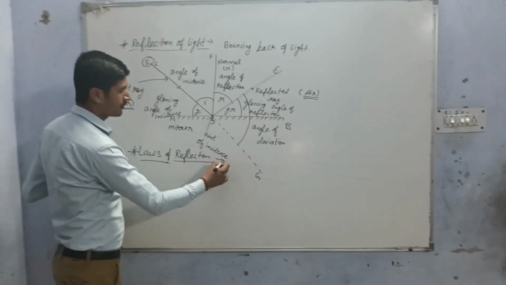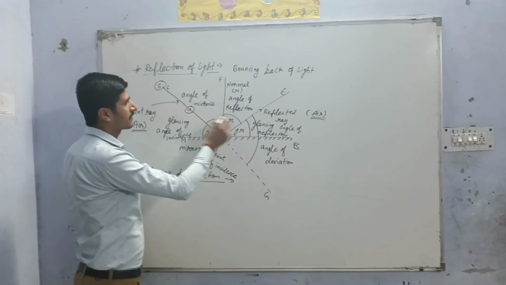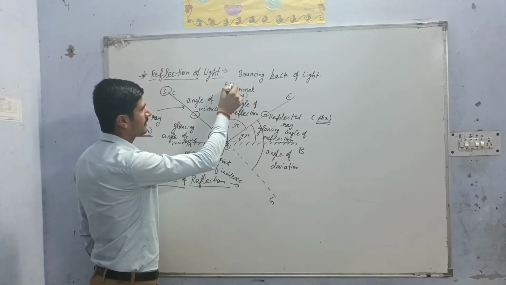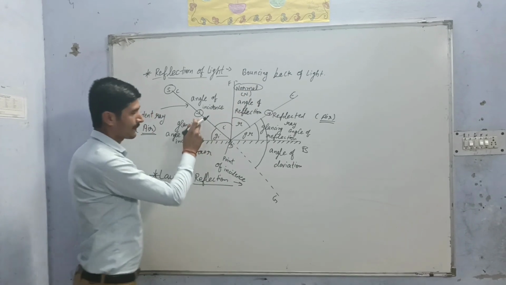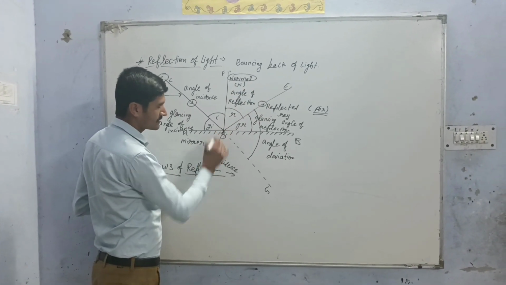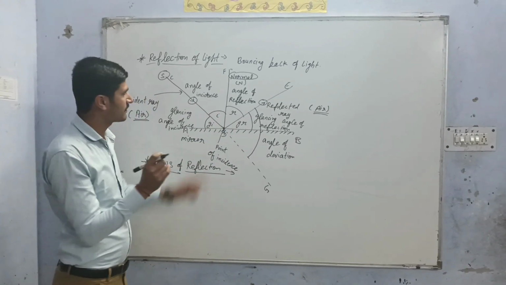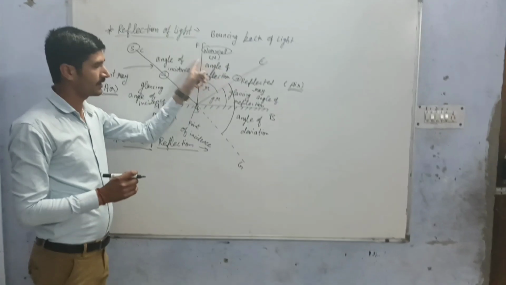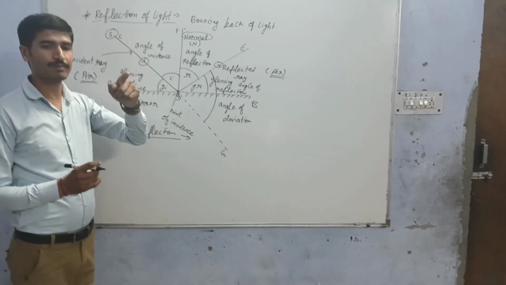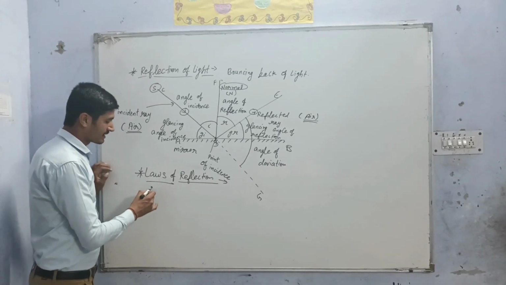So from here we are going to discuss the laws of reflection. So there are two basic laws of reflection. Number one, incident ray, reflected ray, and normal always lie on the same plane at the point of incidence. At the point of incidence, the incident ray, reflected ray and the normal will be in the same plane. That means in the same plane, on the same side, you will observe them.